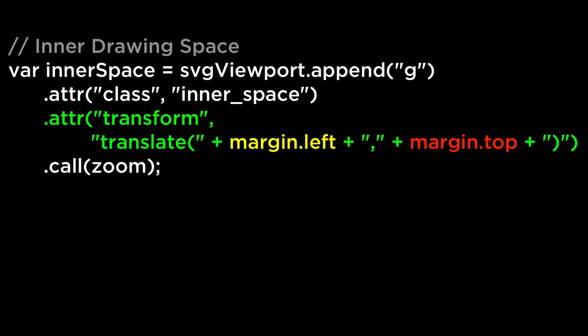In fact, if we look at the inner drawing space, we can see that we are able to specify the x coordinate and y coordinate numbers we want this SVG element to move. In this case, we use the margin.left for the x coordinate movement, and we use the margin.top for the y coordinate movement. Note that we do not specify if these numbers are positive or negative, we just specify that these are the numbers we want to use. Through string concatenation and SVG transform translate functionality, these numbers are able to move the SVG element around.